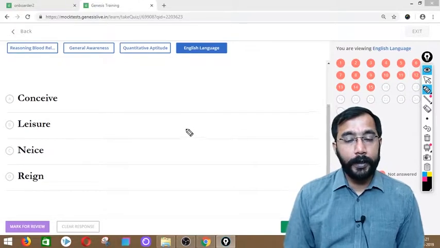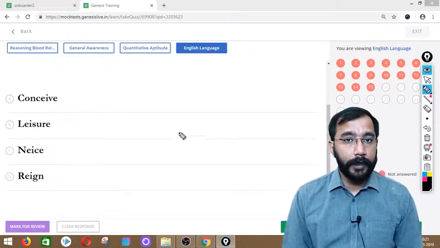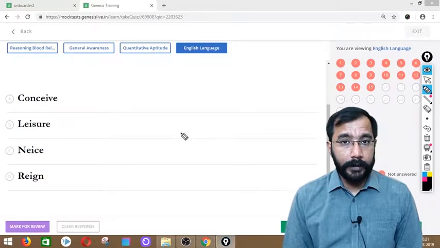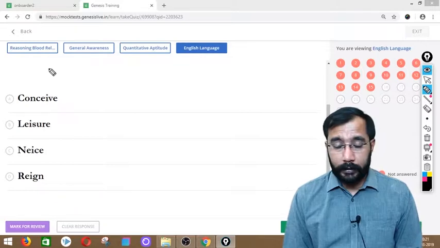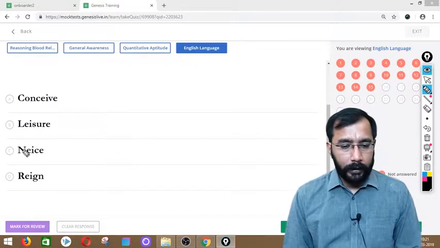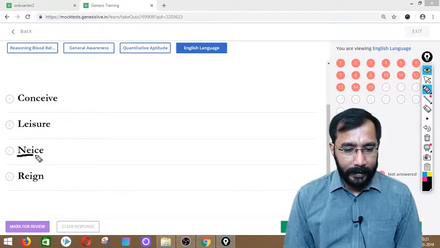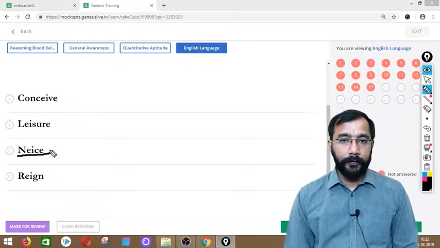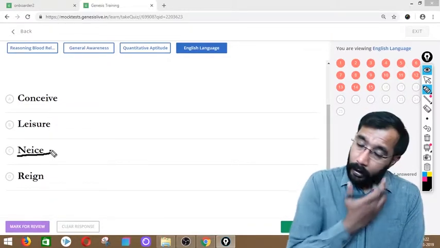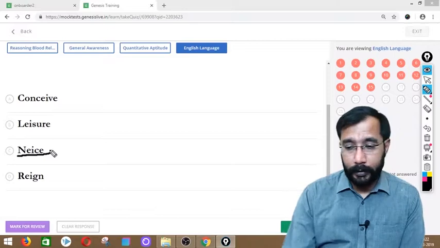All right, the next question is spell check. Out of the given options, you're supposed to figure out which is the word which is incorrectly spelled. The options are conceive, leisure, and this one I have a problem with. This I think is niece, and the right spelling for niece is N-I-E-C-E. So that will be the right answer.